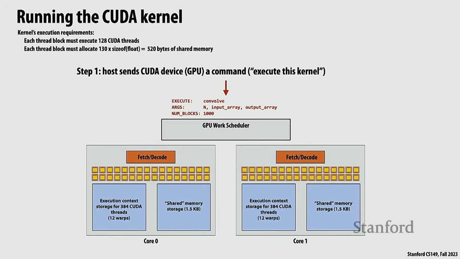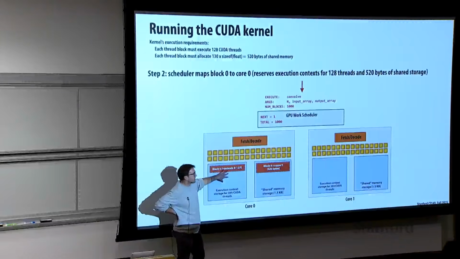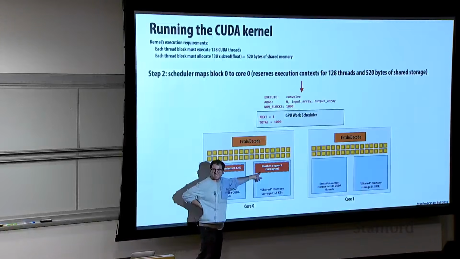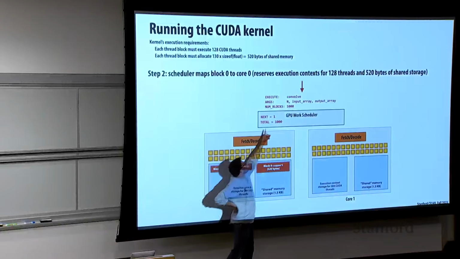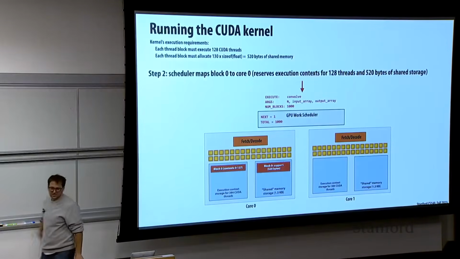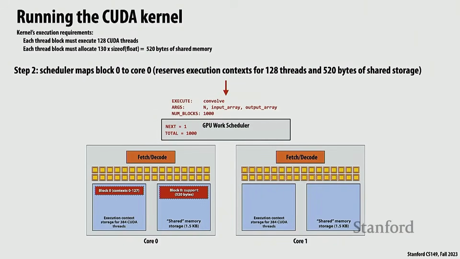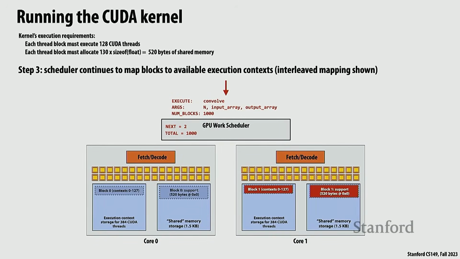And my GPU work scheduler, very much like your implementation, says, well, first thing I'm going to do is allocate 128 execution contexts over here. I'm going to allocate 512 bytes of shared memory, and I'm going to increment my next pointer to 1 because I've already dispatched one of these thread blocks. Okay, what happens next? Scheduler, can it schedule more work? Yeah, absolutely. So where do we put it? Probably should put it on the other core, right?